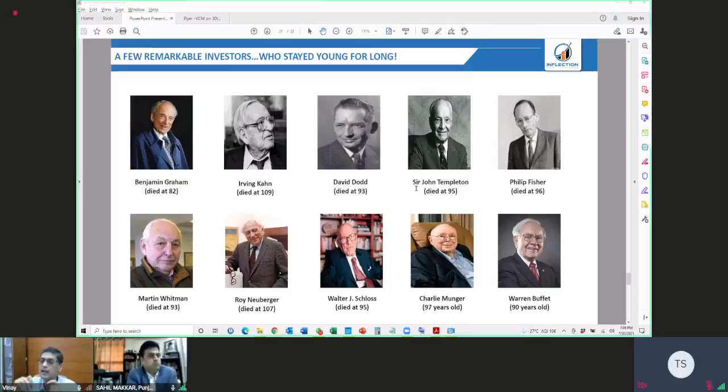Today, Warren Buffett is 90 years old, live and kicking, going to office every day. His partner, Charlie Munger, is 97 years old, live and kicking, going to office every day, even today. And then you look at the other noted investors on this page. All of them lived about 90 years on an average.